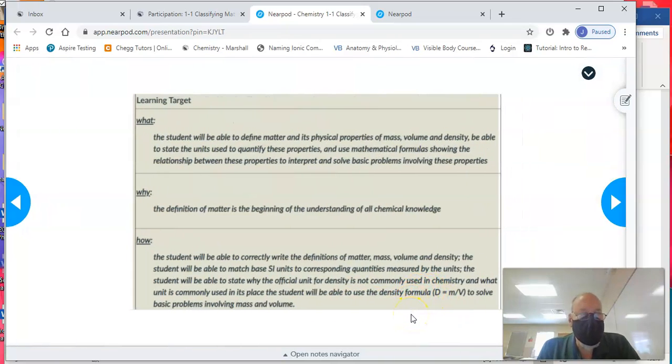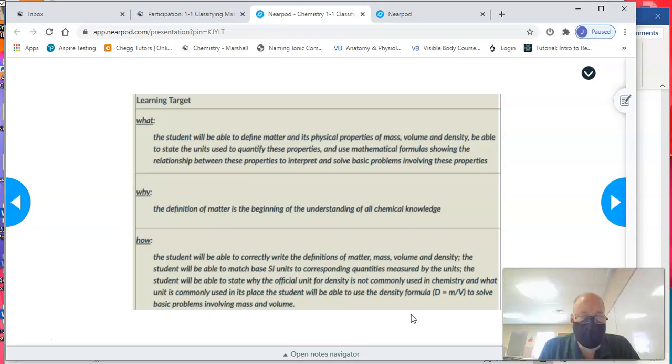Our learning target for this: the student will be able to define matter and its physical properties of mass, volume, and density, be able to state the units used to quantify these properties, and then use the mathematical formula showing the relationship between these properties to interpret and solve basic problems using these properties. This is because matter is the beginning of understanding of all chemical knowledge.